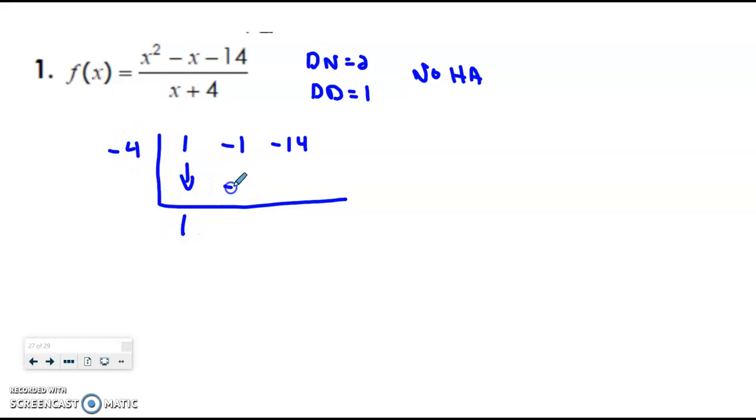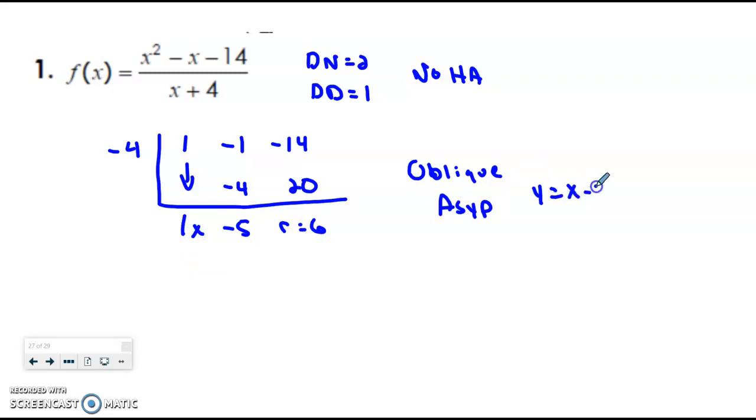1 times negative 4 is negative 4. Negative 1 plus negative 4 is negative 5. Negative 4 times negative 5 is positive 20. I do get a remainder of 6 in this case, but my oblique asymptote is going to be located at y equals x minus 5. And that is a graph that acts like a horizontal asymptote, in which parts of my rational function approach but do not cross.